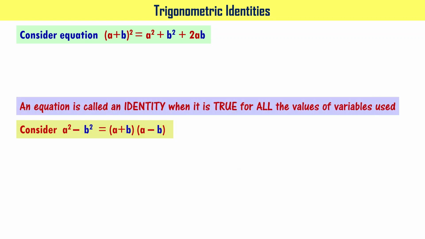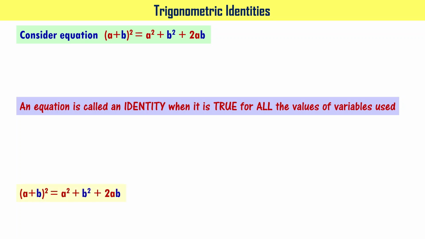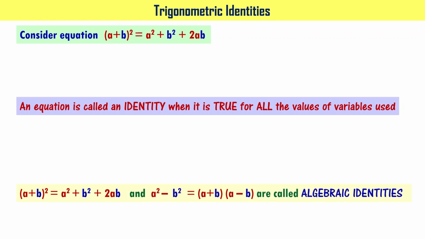Now what we can say is an equation is said to be an identity when it is true for all the values of the variables used. Based on whatever we have done, we can say that (a plus b) whole square equal to a square plus b square plus 2ab and a square minus b square equal to (a plus b) times (a minus b) are identities. And these two identities are called algebraic identities. Please take a note of that.